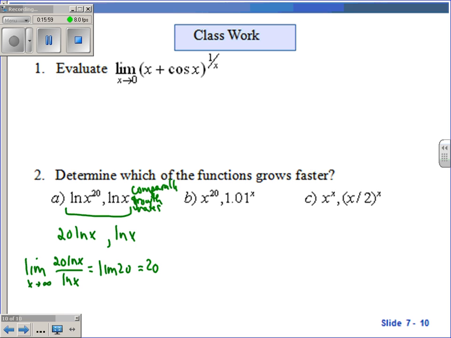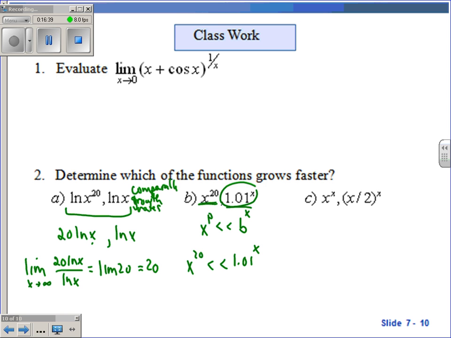Okay, x to the 20th and 1.01 to the x. Well, we saw that x to the p grows more slowly than e to the x. And in the table, we even generalized it to say that x to the p grows more slowly than just b to the x. It didn't matter what kind of base we had. So that would mean then that x to the 20th grows more slowly than even 1.01 to the x, because in the table, the b just needed to be bigger than 1, and 1.01 is. So that means that this one grows more quickly. So x to the 20th grows more slowly than 1.01 to the x.